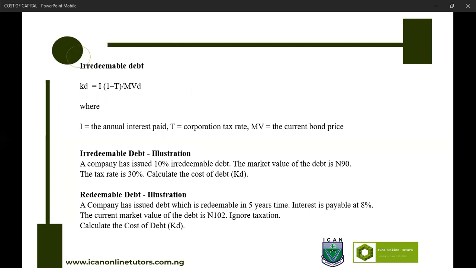The cost of irredeemable debt is determined as interest net of tax divided by market value of debt, where I represents your interest rate, T represents the tax rate, and MVD represents the market value of debt.